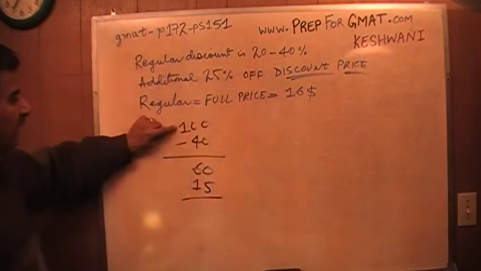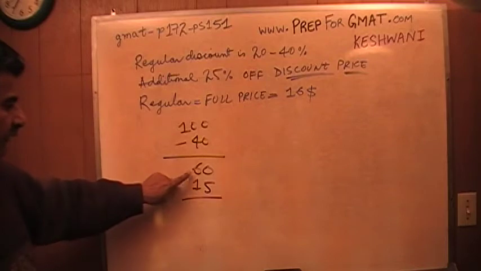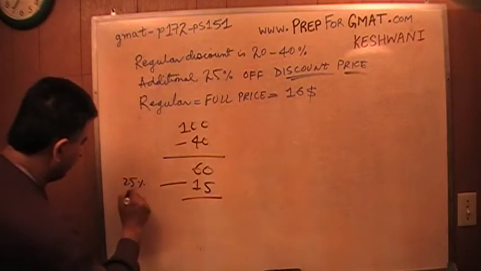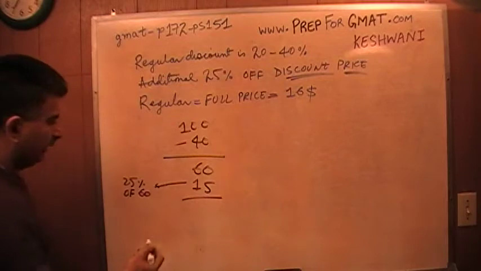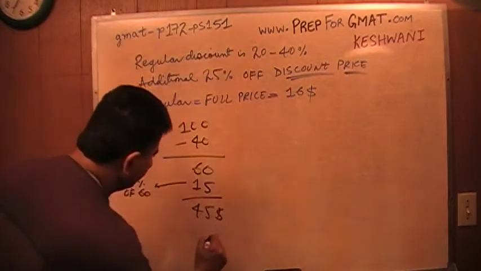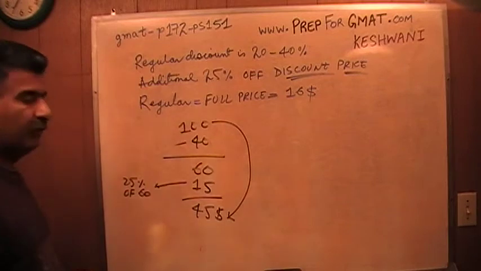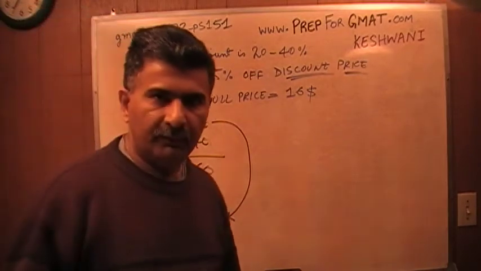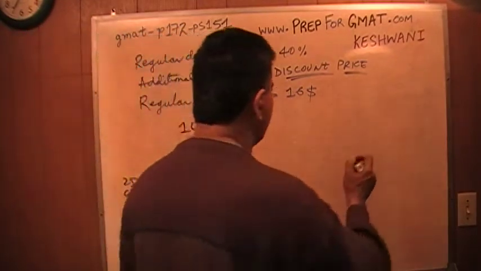So I'm going to pretend that the price of the toy is $100, I take 40% off, which is $40, I get up to $60. I take another 25% off, 25% of 60, this 15 represents 25% of 60. So I end up with $45. A toy that ordinarily costs $100, I can buy it for $45. Or a toy that ordinarily costs whatever it costs, the discount price will be 45%. Let's take a look at the answer choices.